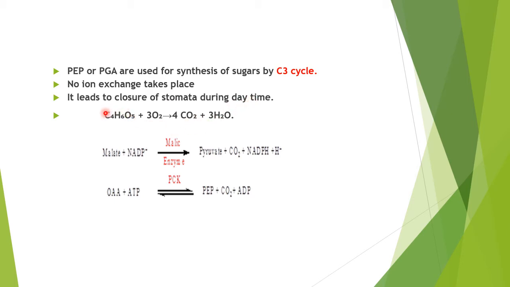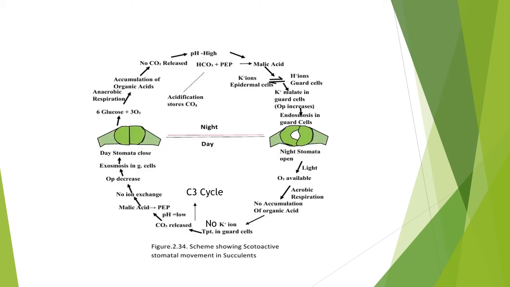So we have malic acid during day in presence of oxygen. It will be completely oxidized and it will produce carbon dioxide. That carbon dioxide will be used in photosynthesis, fixation by means of the C3 cycle. And this is how malate, we have already seen it during daytime. It can be explained with this simple diagram.